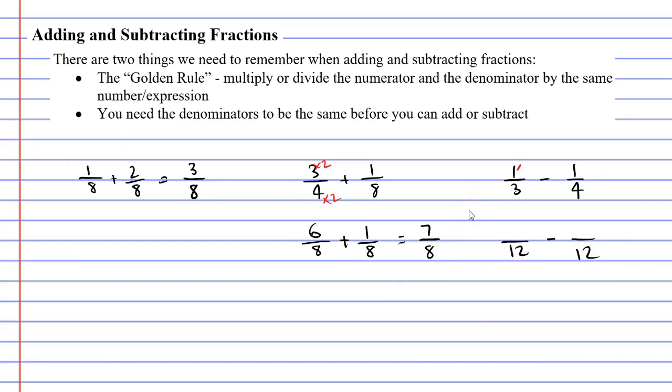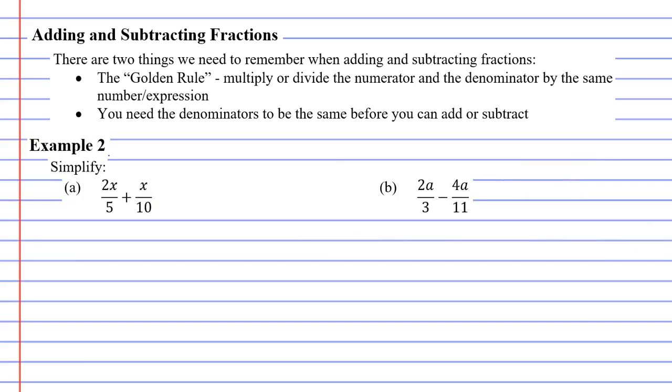This means that the first fraction needs to be multiplied by 4 because then I get 1 times 4, which is 4, and 3 times 4, which is 12. What do I need to multiply the second fraction by? I need to multiply it by 3 so that I get a denominator of 12. 4 times 3 is 12, and 1 times 3 is 3. And now I can subtract my fractions. 4 minus 3 is 1, and the denominator stays the same. It stays as 12.